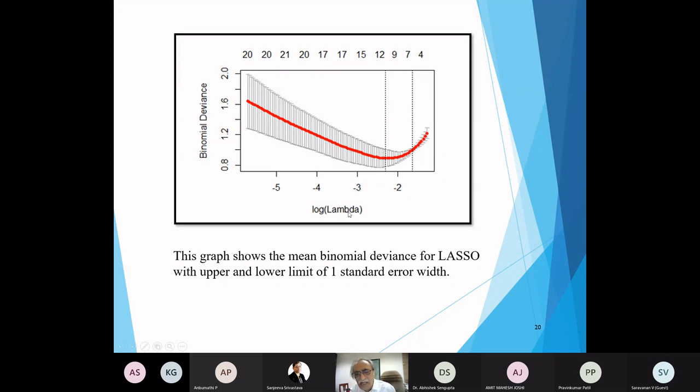Once we have the value of log lambda, getting the value of lambda is not difficult. You just exponentiate it. Once you exponentiate it, you get the value of lambda, and for that lambda you can identify the proteins that are important for classifying the patients. So this is a classification model that we have arrived at using two steps. Step number 1, we employed the so-called sure independence screening, and step number 2, we employed the LASSO method.